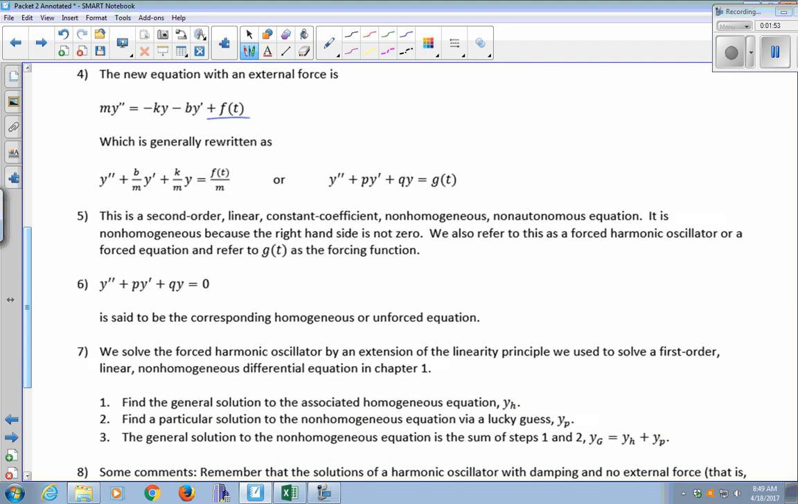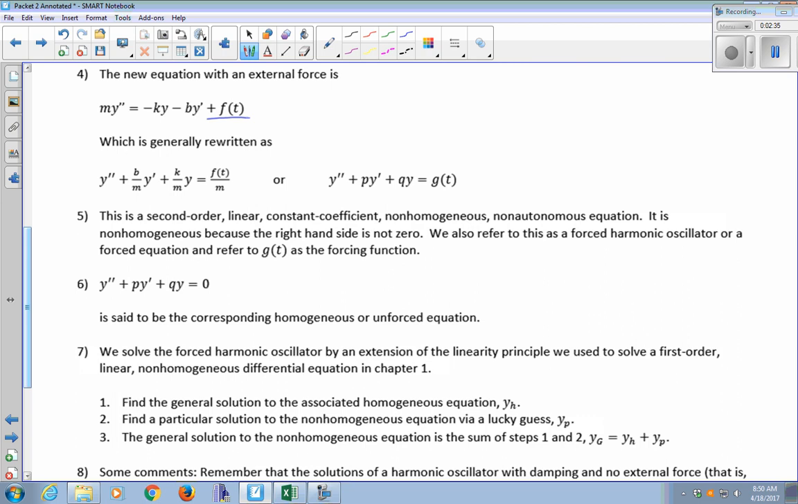So then we just do some cleaning up, right? Divide everything by m, and then these constants, b over m, k over m, and f of t over m, we just call them new things so that we don't have fractions. So we have y double prime plus p y prime plus q y equals g of t. So this is second order because there are two derivatives, linear in terms of y. Right, g of t might be nonlinear in terms of t, but the equation is linear in y. Constant coefficient, p and q and the one there are constants. Non-homogeneous because of the g of t instead of a zero. Non-autonomous because there are t's in it, not just y's.